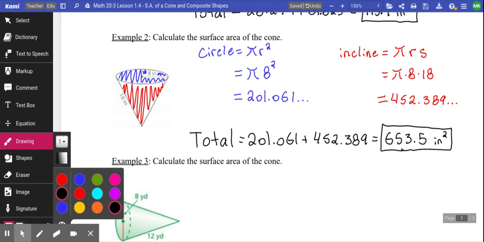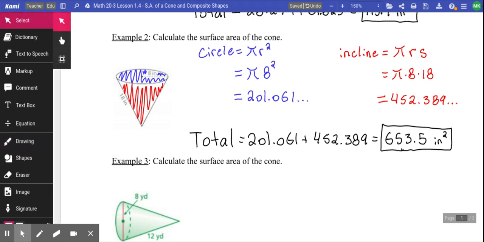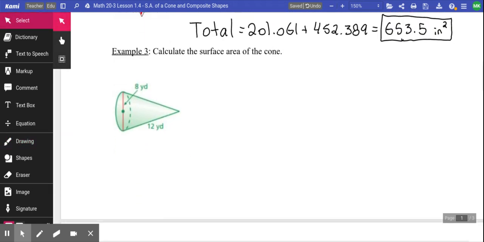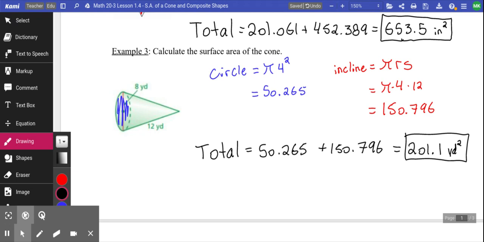I'll give you a moment to work through that next one, and then I'll go over it with you. I want you to just try it on your own first and see how you do. Okay, if you're not done, that's fine. I'm going to go over it right now.